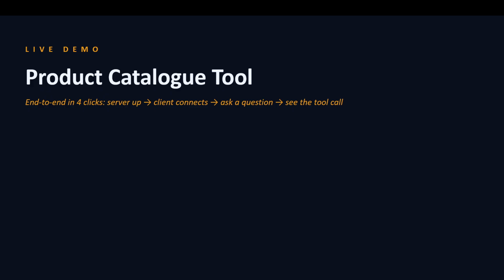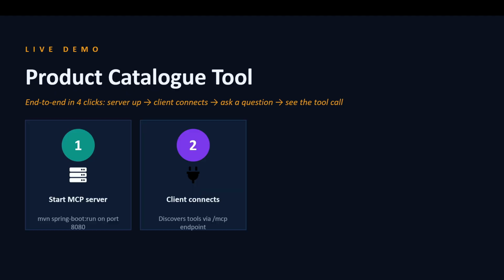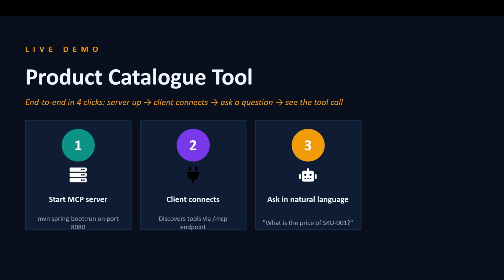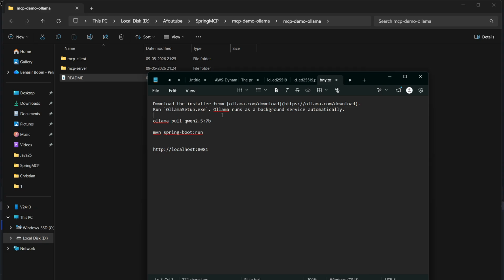Now let's see a live demo. So basically, it's 4 steps. We'll be starting the MCP server. We'll be starting the client, and the client asks questions in natural language, and the LLM responds with an answer. Now let's switch to the terminal. So now let's see the demo.